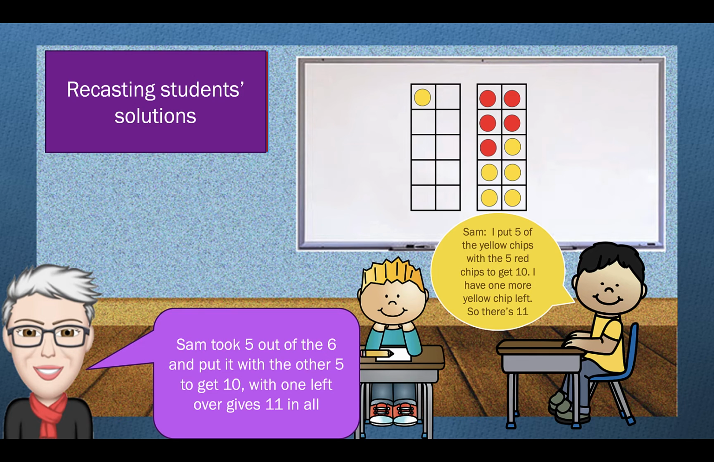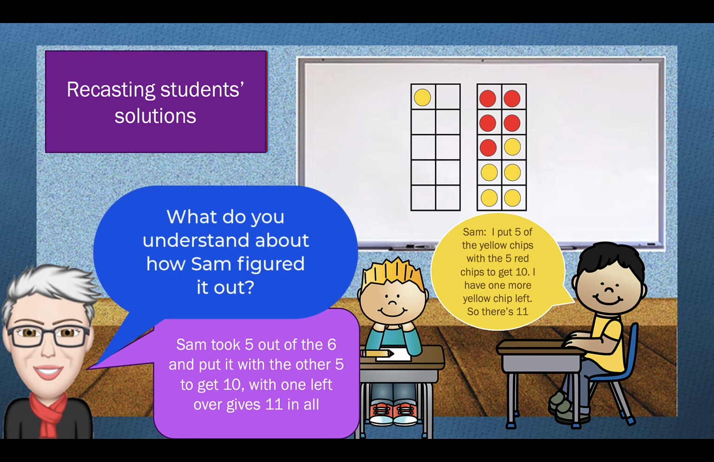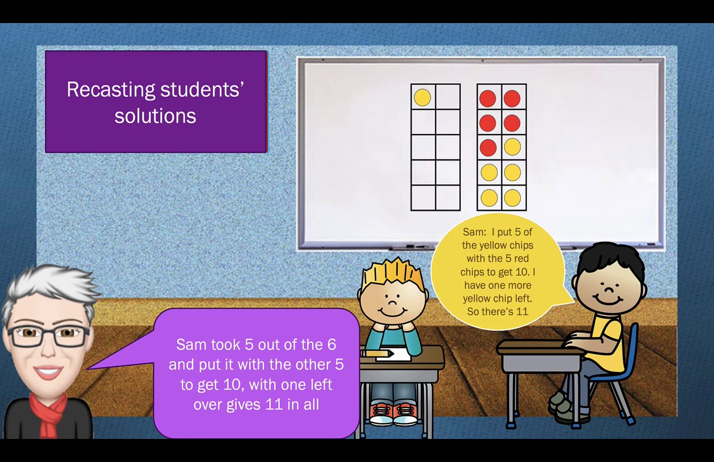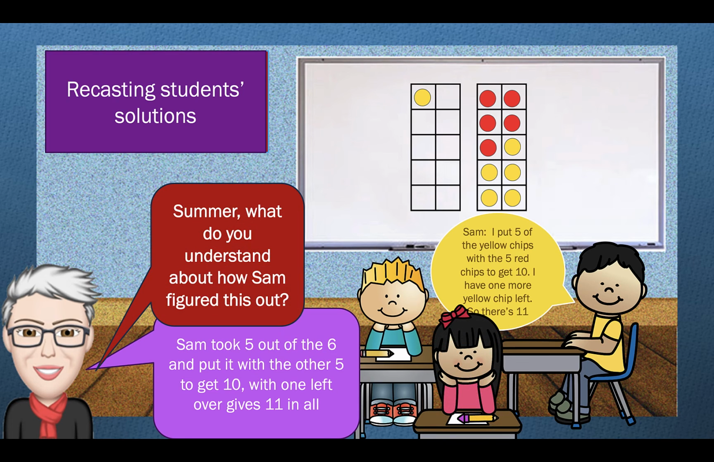One way for that to happen is for the teacher to reframe what the child said. However, another way that is often much more effective is for the teacher to ask the class what they understand about how the child figured it out. For example, what do you understand about how Sam figured this out? If no one replies, the teacher can then call on some child specifically to reply.